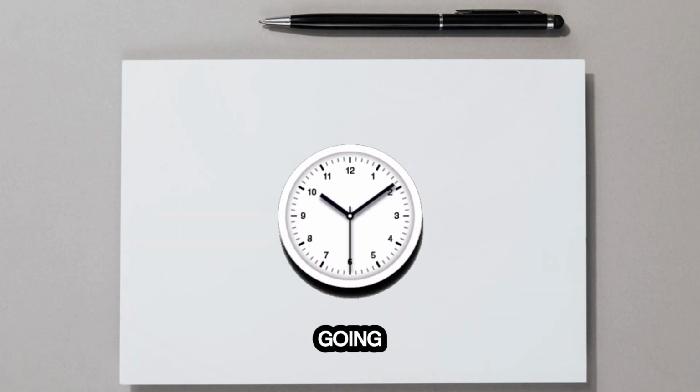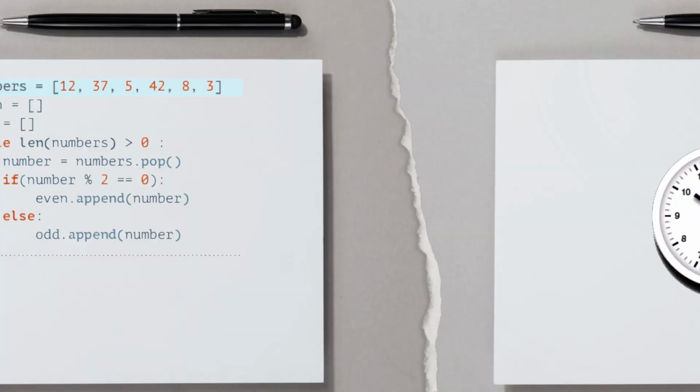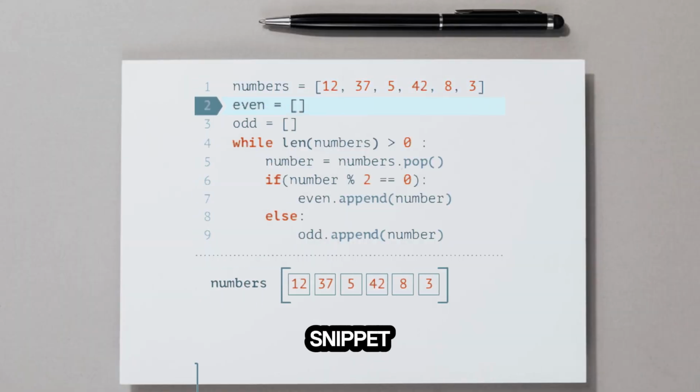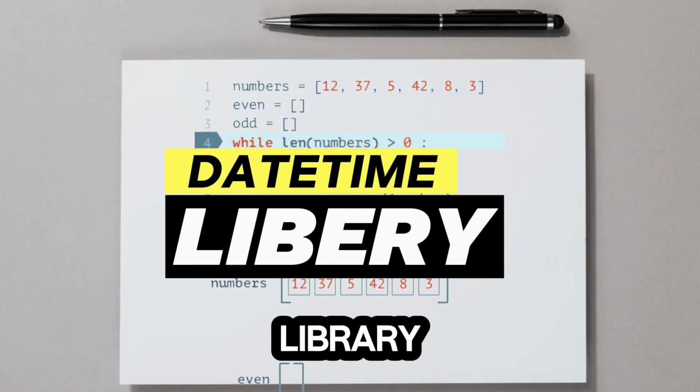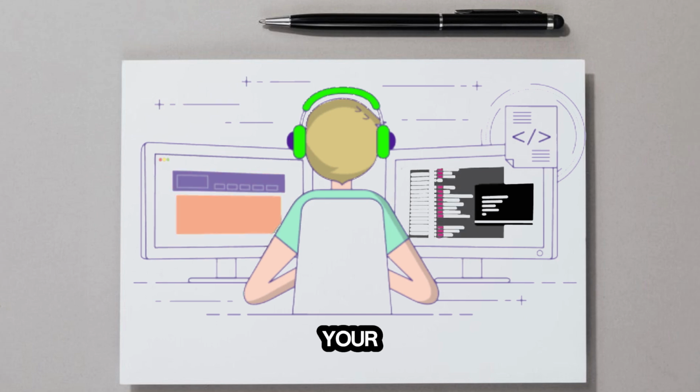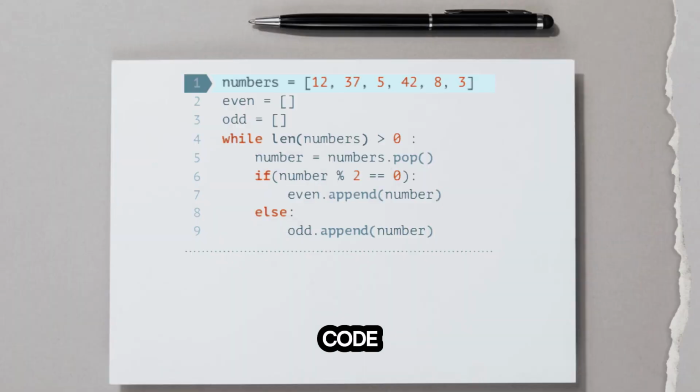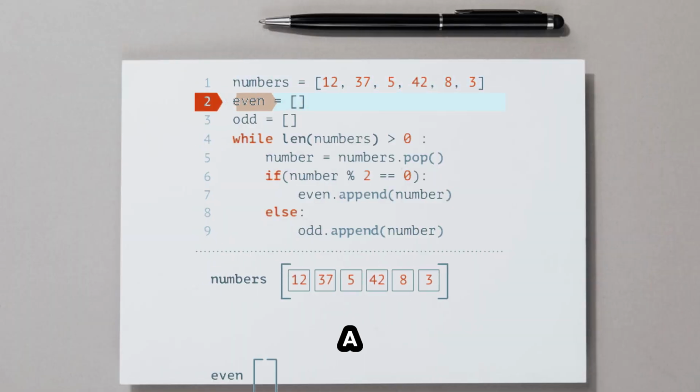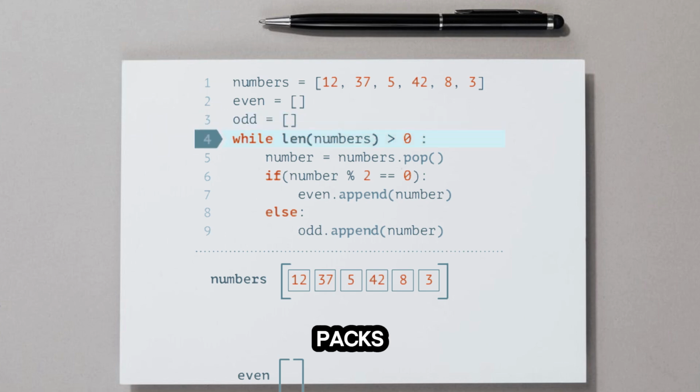Today, we're going to be diving into a short but useful Python code snippet that uses the datetime library to get the current time on your computer. The code we'll be looking at today is just a few lines long, but it packs a punch. Let's break it down line by line.